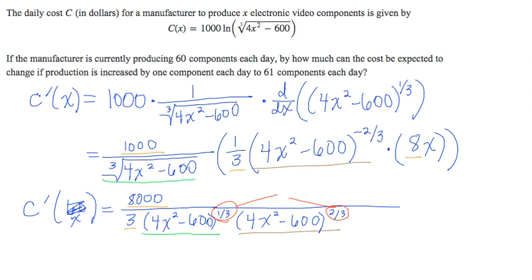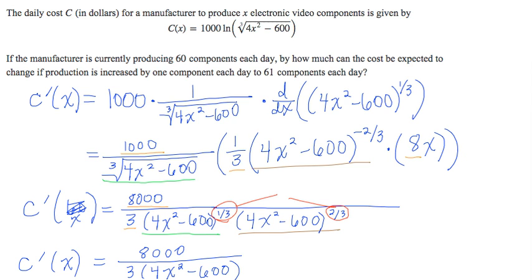So then you don't have to worry about entering any radicals or fractional exponents in your calculator at all. They completely go away, which is really nice. So 8,000 over 3 times 4x squared minus 600 to the first power. So I'm just going to leave it like that, and it will be much simpler now to plug in 60. And I left off this x here, I just noticed. That x should be up here, x and x like that.